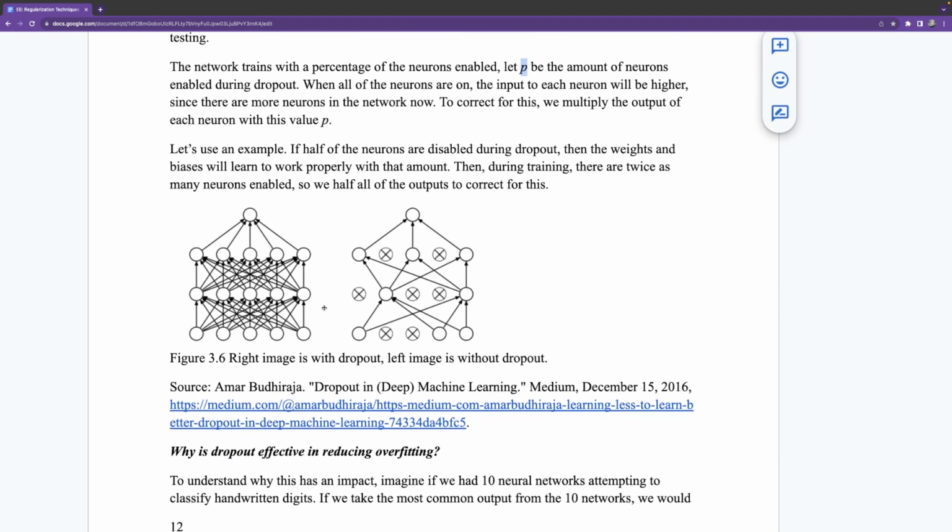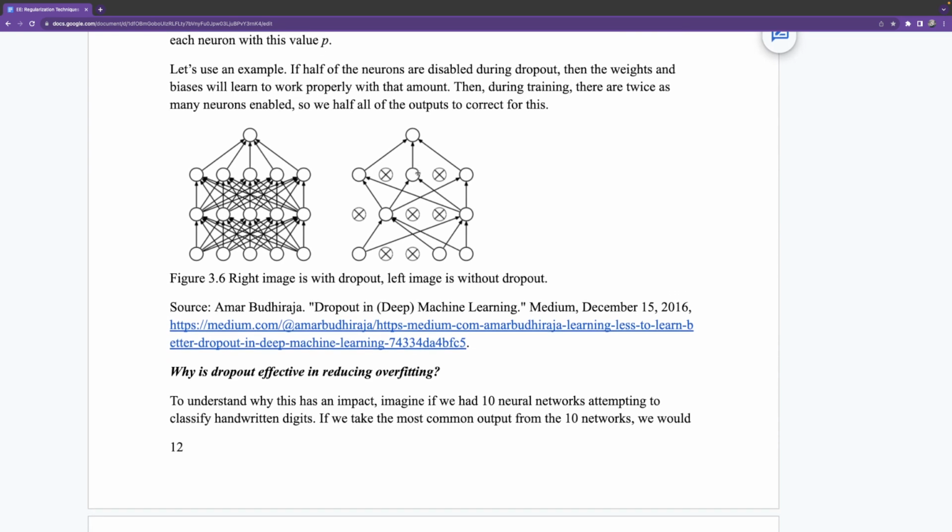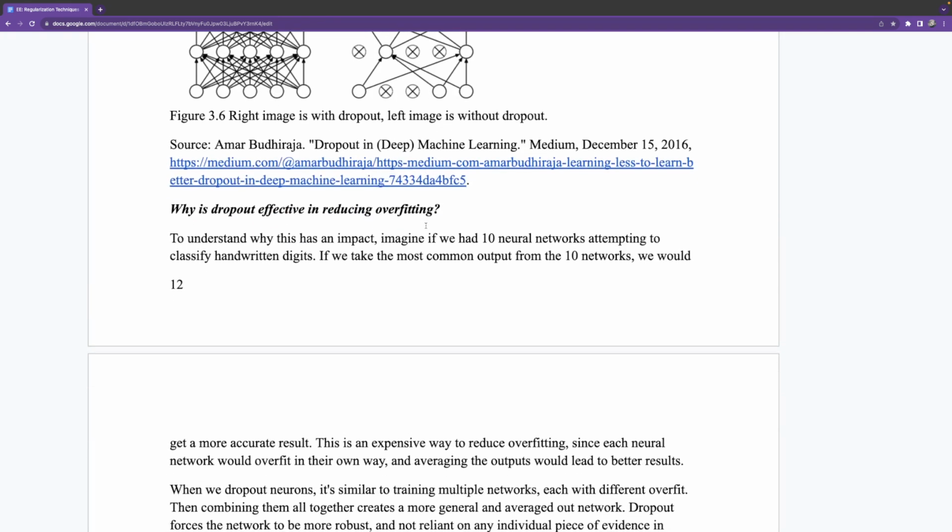So if we look at an example, during dropout the weights and biases will learn to work properly with half the neurons here, like I just mentioned, and then you would need to halve the outputs when twice as many neurons are here.